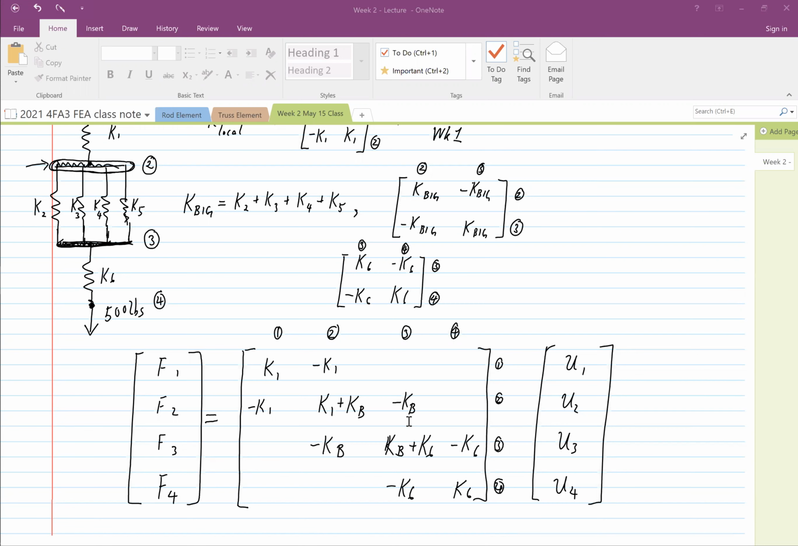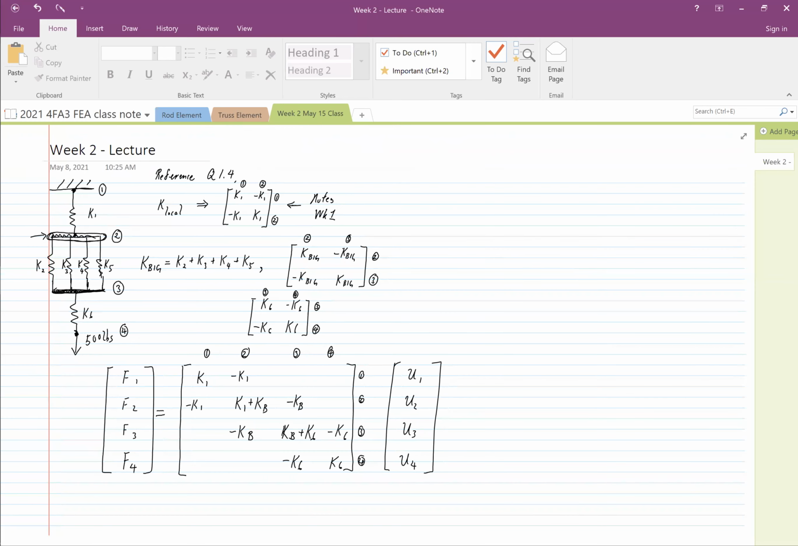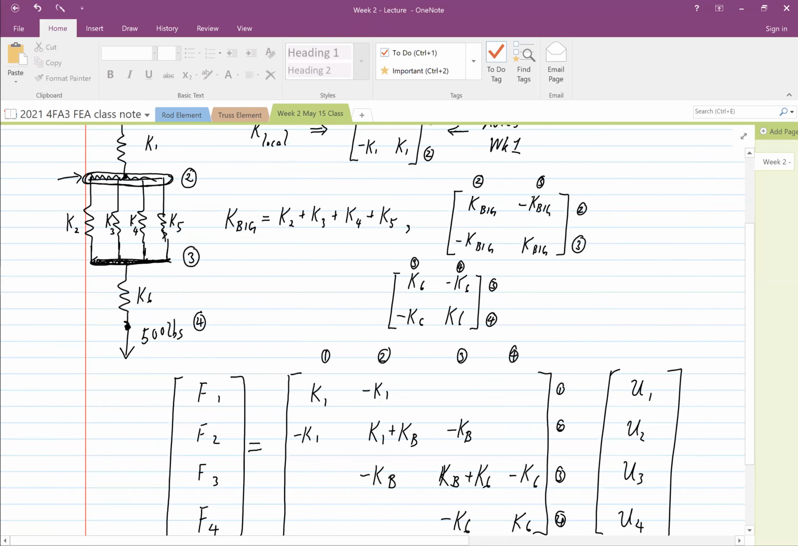And now let's apply the boundary conditions. Let's always do the displacement first. Okay. Say it again. How did you get here? The combined 1, 2, 3, 4. Well, we have 6 elements, right? But they join the same nodes. So I join them together.